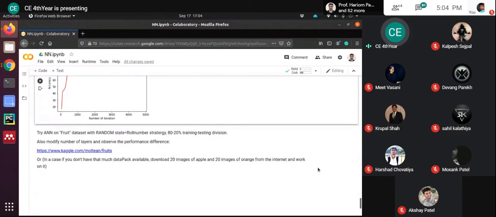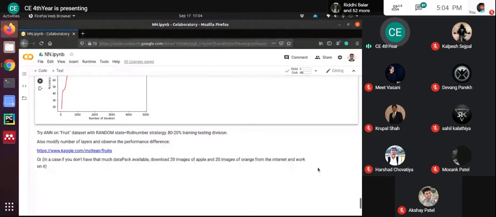So now you have to try the same approach, that is ANN, on the fruit data set. The link of the data set from this Kaggle website is given over here. But if you do not have that much data, because I guess the data size is around 720 MB, or if you are restricted to half a GB per day, then you can have your own data set.